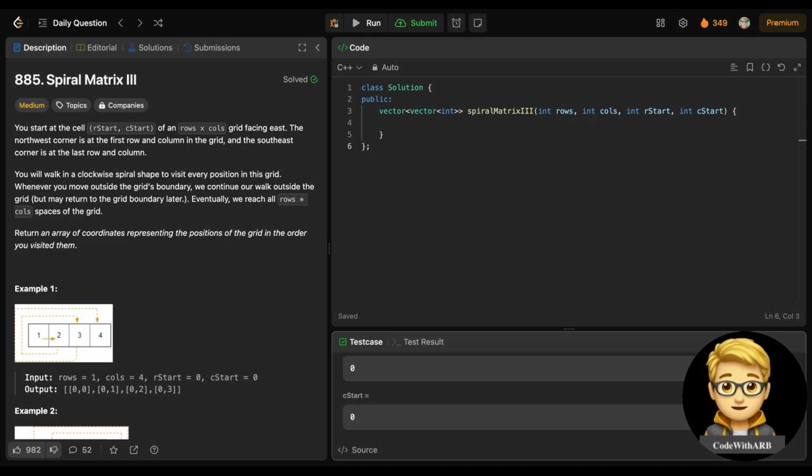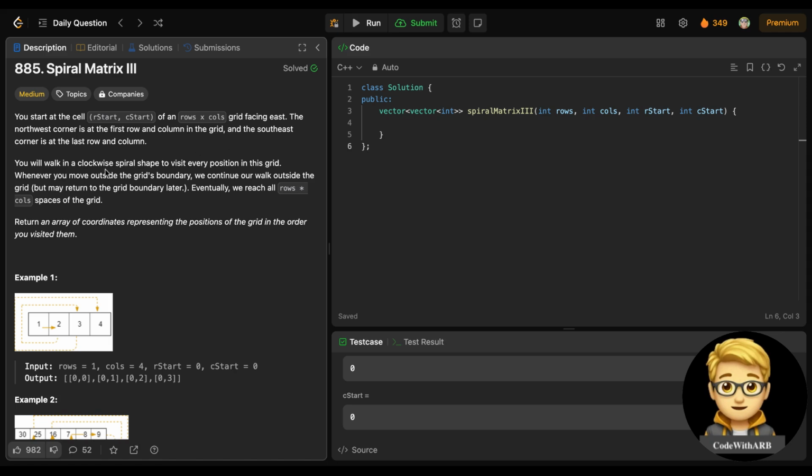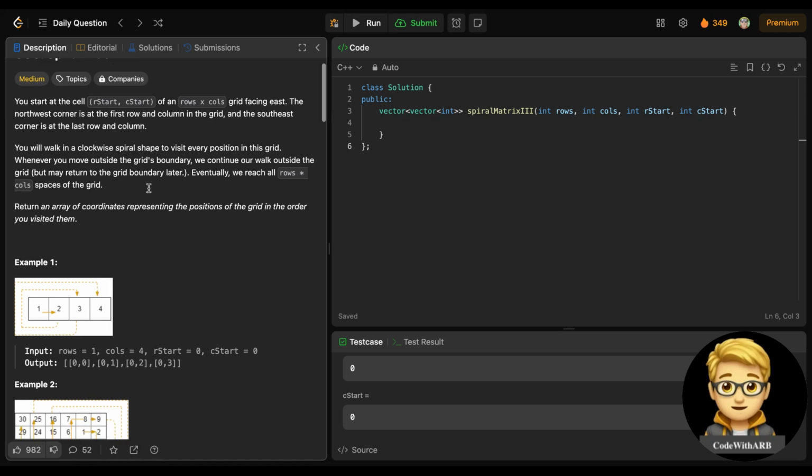The question is: you start at the cell (rStart, cStart) of a grid with rows and columns, facing east. The northwest corner is at the first row and first column of the grid, and the southeast corner is at the last row and last column. So basically it is representing the top left corner cell and the bottom right corner cell, right?